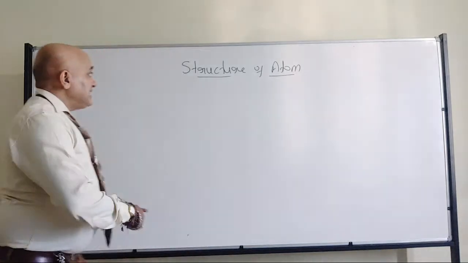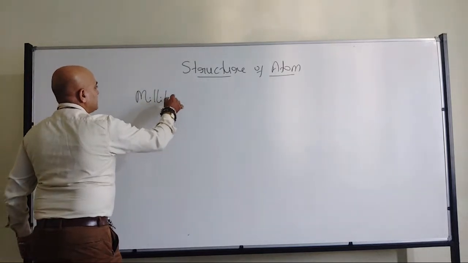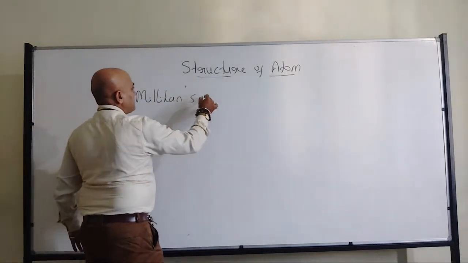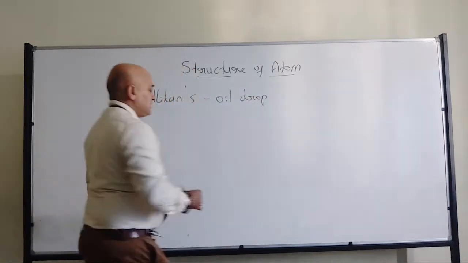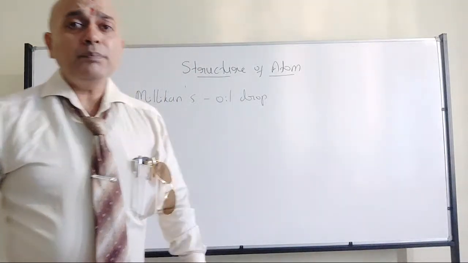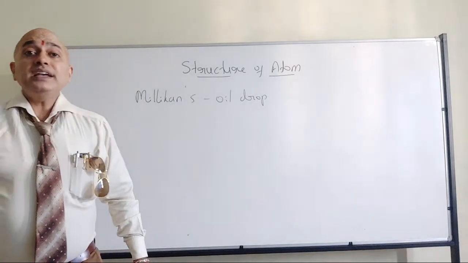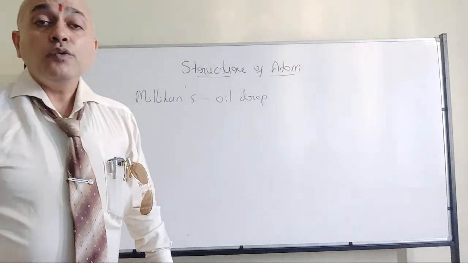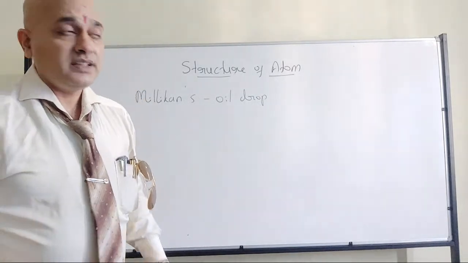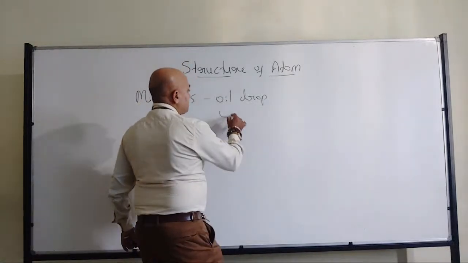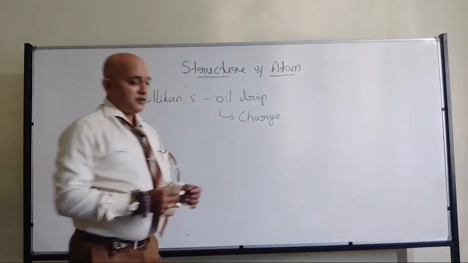Another one is Millikan's experiment, that is the oil drop experiment. Millikan's oil drop experiment. I will not go into detail for this. Based on this, he was able to find the charge of the electron. So based on this experiment, he was able to find what the charge of the electron is.